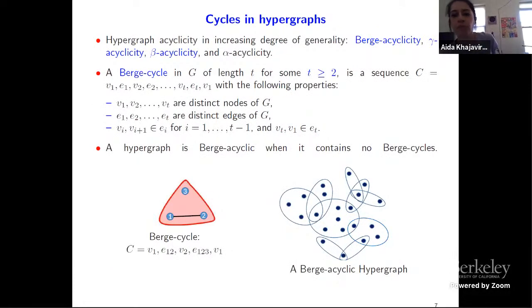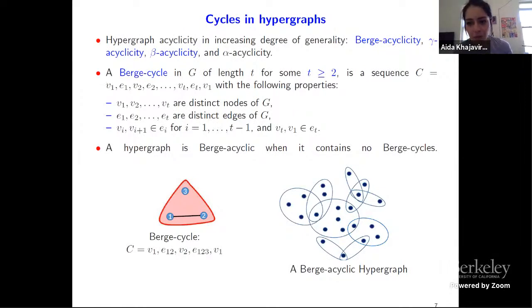Okay, so at least for me, at the time, perhaps not for you, it was new to read about cycles in hypergraphs. And we found out at the time that, unlike for graphs, there's no unique notion of cycles and acyclicity for hypergraphs. There are different types of cycles, and indeed there are different degrees of acyclicity. So I have listed some of them here. There's Berge acyclicity, gamma acyclicity, beta acyclicity, alpha acyclicity, and probably more.